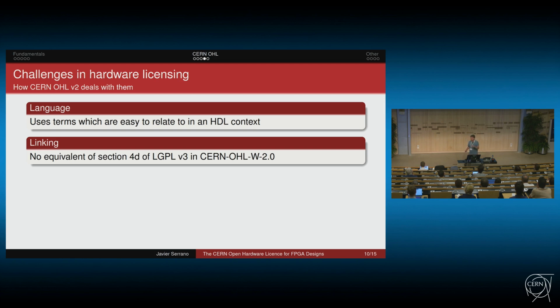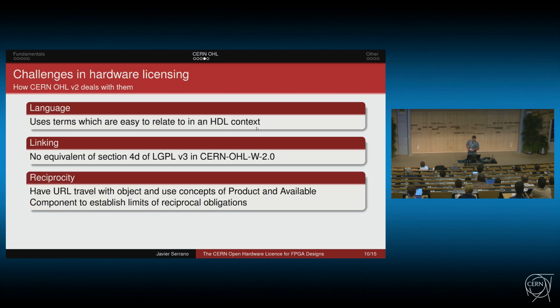In the weakly reciprocal variant, so the W variant, there is no clause equivalent to the one you have in LGPL, which is the problematic one that says that you should be able to relink a new version of the free part with the proprietary part. In terms of reciprocity, we have a clause that says that if you embed a URL in the object, it should be respected so that people who receive the object, independently of how many hands it went through, they always get access to the sources.